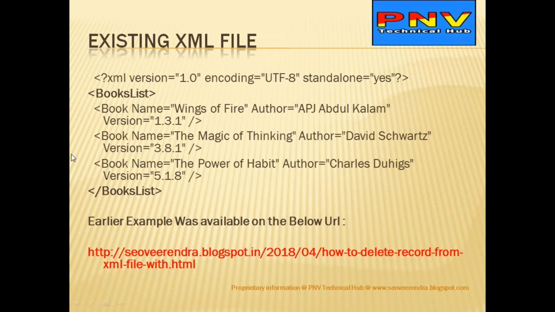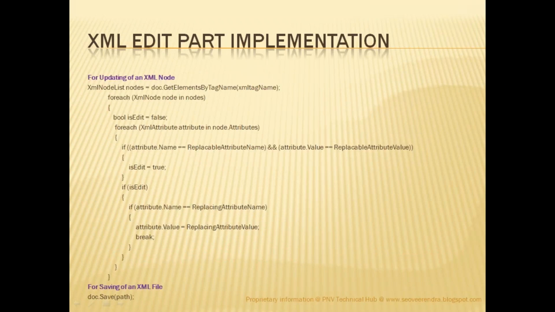Consider this is my sample existing XML file. Books list is my root. Here I have a book, name is my attribute, with the value Wings of Fire. Author is another attribute, and APJ Abdul Kalam is the value for this attribute. Version is another attribute, and 1.3.1 is its value. So this is the XML file. It contains multiple entries; here I listed three: Wings of Fire, Magic of Thinking, Power of Habit. Likewise, you might have multiple entries.